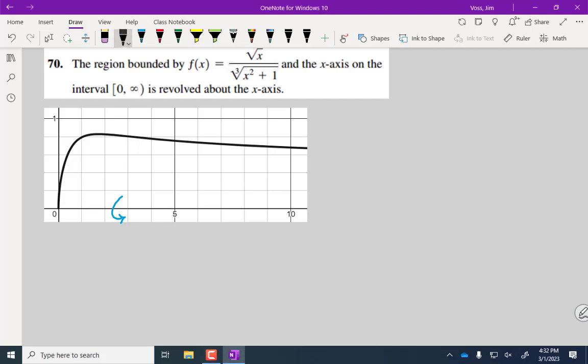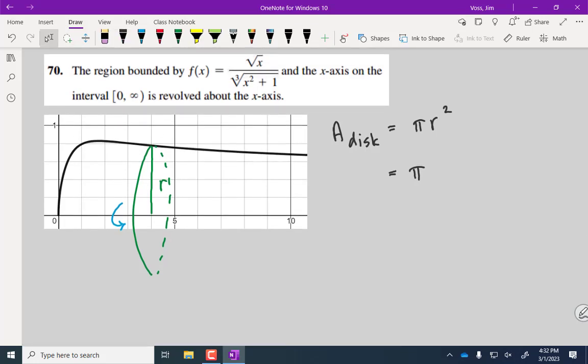So you should be getting, here is your radius for your disk. If you wanted to draw your disk, it's something like that. So the area of your disk is pi times r squared. The radius is the function. So when we square it, we're going to have x over (x squared plus 1) to the 2/3. Does everyone agree with that?